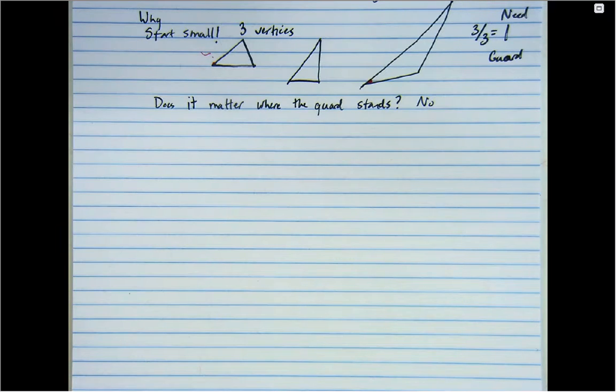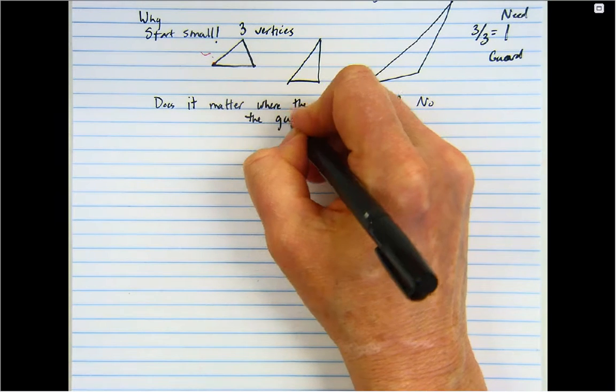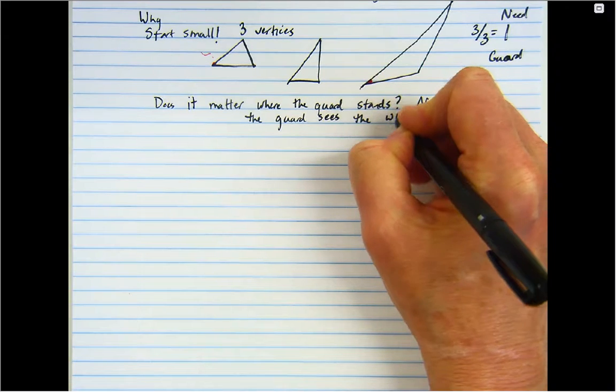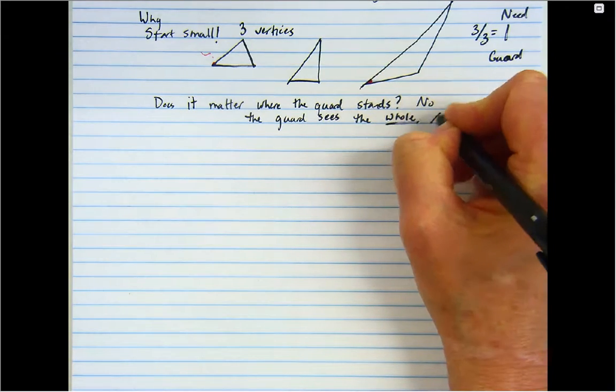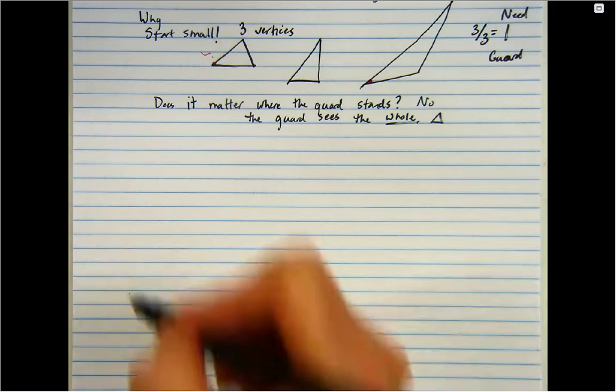Okay, so with three vertices, it does not matter what corner the guard stands on. The guard can see the whole triangle. So it doesn't matter where the guard stands when you have three vertices. The guard can see the whole triangle. Well, let's go on. We'll make it a little bigger at a time here.